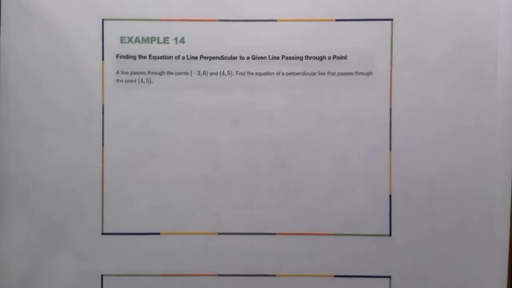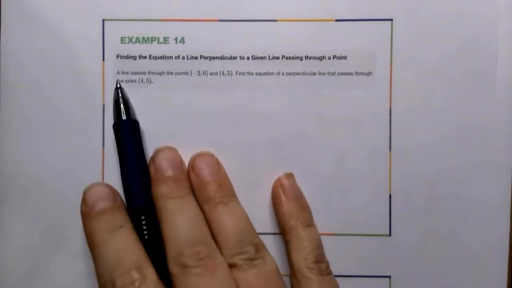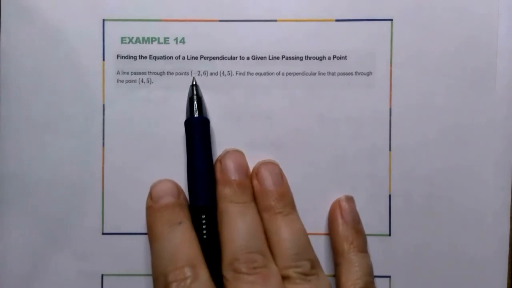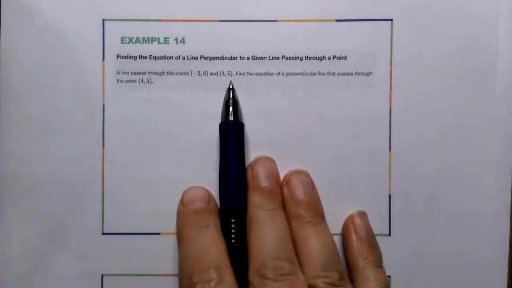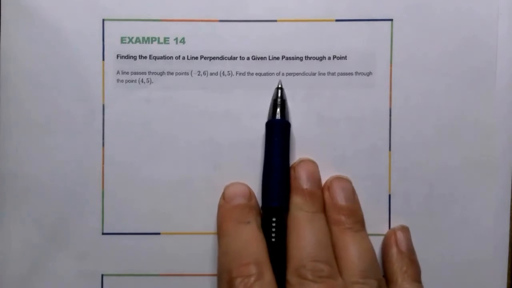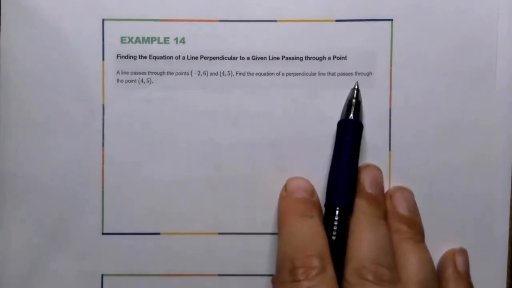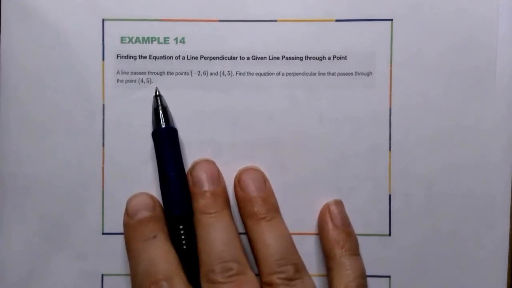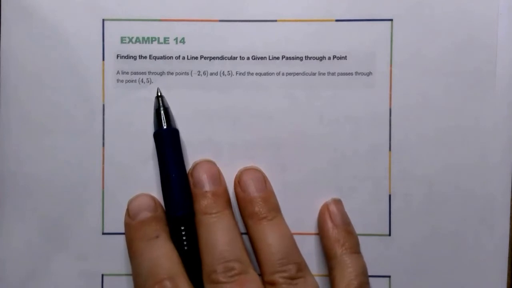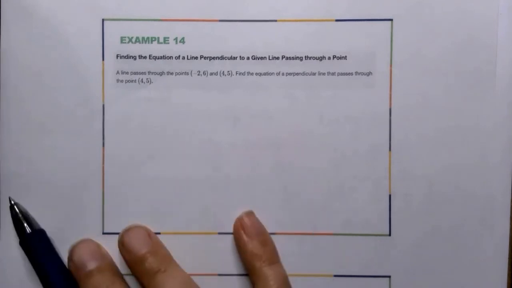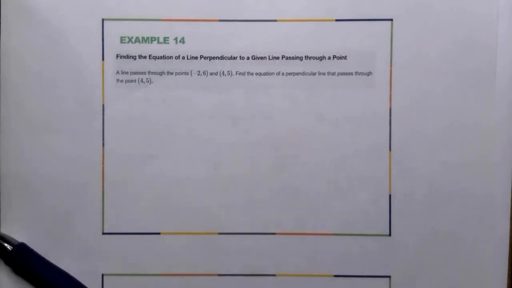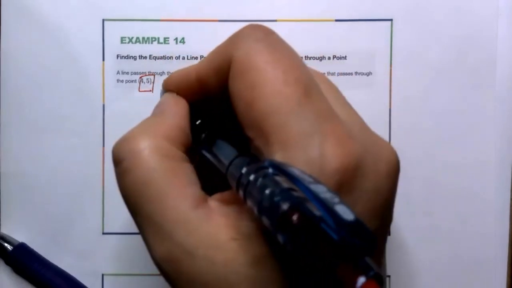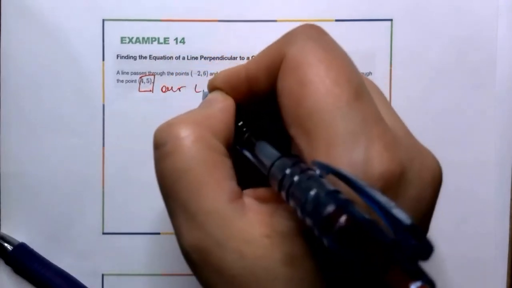And the last problem that I want to go over is example number 14. It says a line passes through the points -2, 6, and 4, 5. Find the equation of a perpendicular line that passes through the point 4, 5. Okay, I'm not going to actually solve this all the way. I'm just going to give you the outline of what you do in this case. So this point is on our line. This is our line that we want.